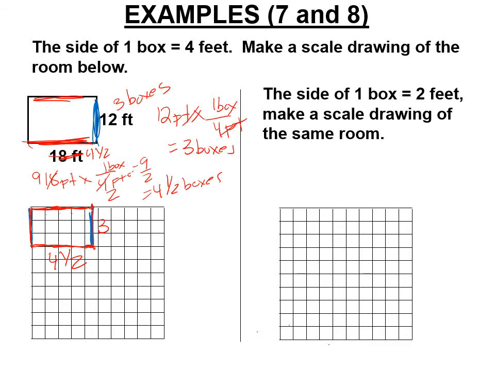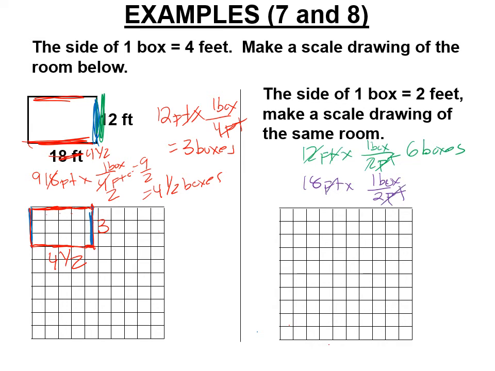All right, so let's do the same thing here. The side of one box equals 2 feet. Make a scale drawing of the same room. Right, so now let's do this in a totally different color. So now, 12 feet, we're doing one box is 2 feet, right? So we can see that you're going to need 6 boxes for the 12-foot side, this side. And then let's do the other one, purple. The 18-foot, it's 1 box per 2 feet. And we have 9 boxes, right?